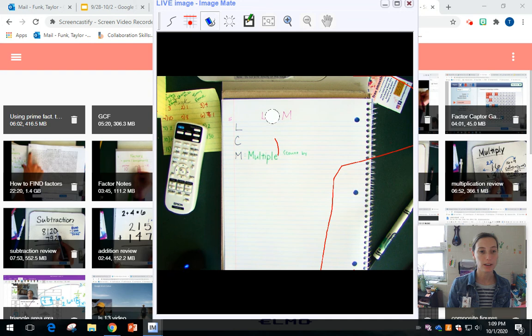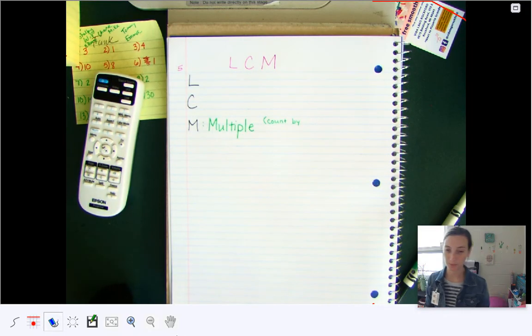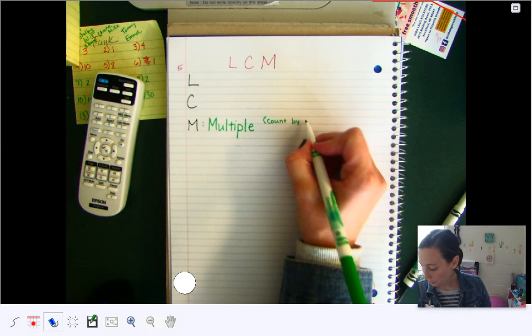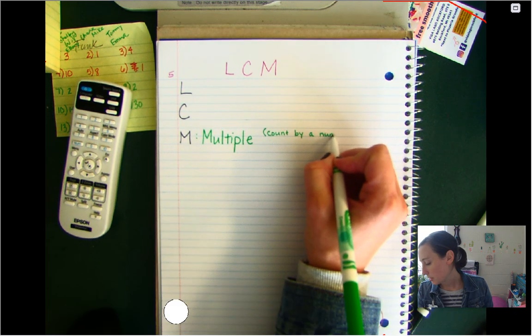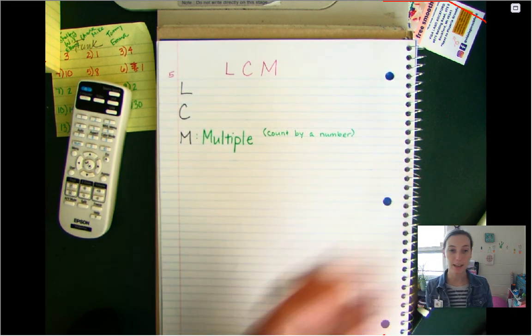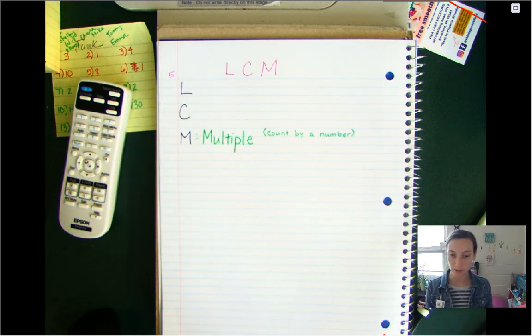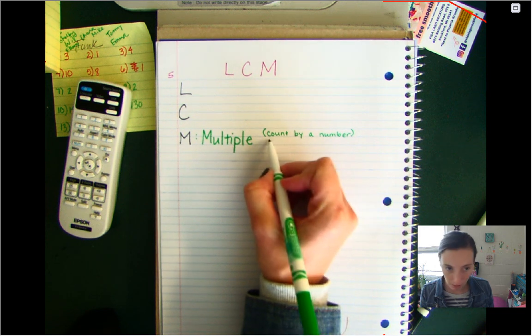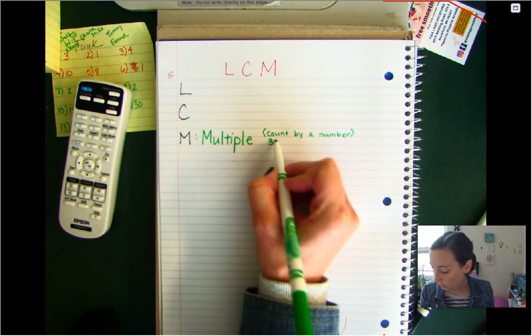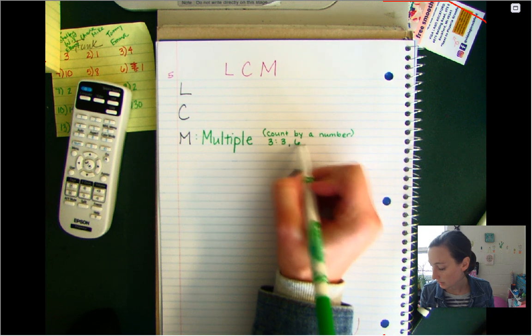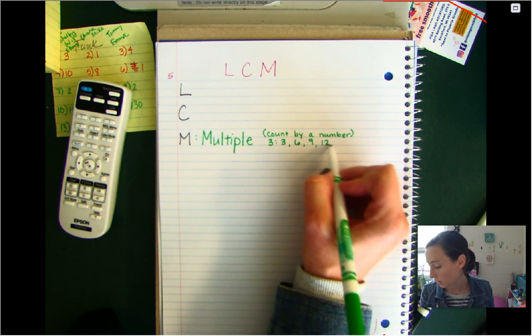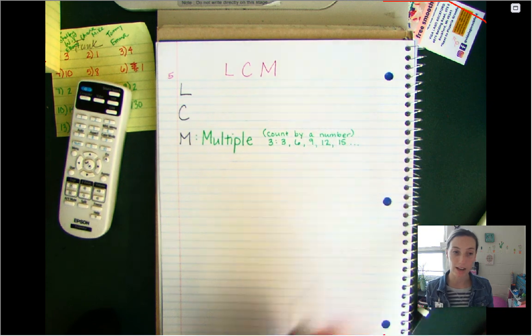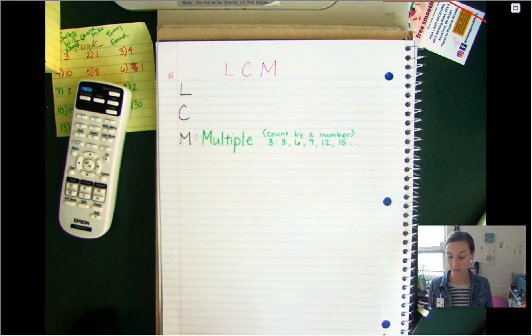Think back to when you were in kindergarten or first grade and you were counting by a number. Those were actually multiples. Another way to think about it is if you multiply a certain number by anything, these are the numbers you'd get to. So for example, multiples of 3 are 3, 6, 9, 12, 15, goes on and on. There are infinite multiples.